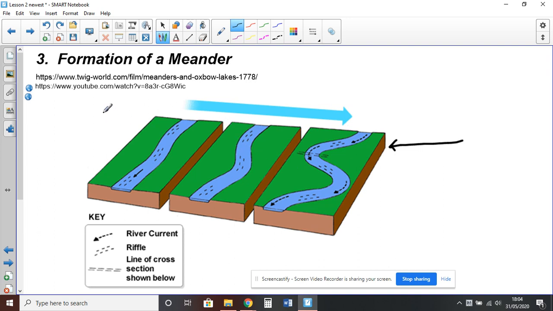But it actually starts off life as a straight river channel. And the first thing that has to happen is the river has to have entered a relatively flat landscape, which you can see is here. So the gradient of the river has to have flattened out.